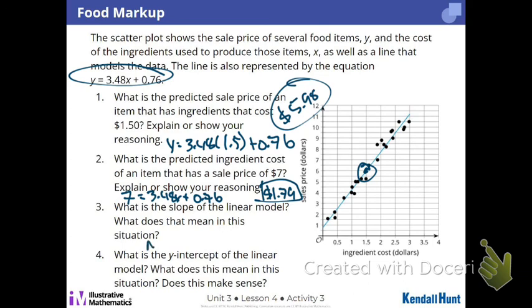What does this slope mean in context, Elliot? The slope is for every dollar that the ingredients go up, the sale price goes up. How much again? 3? Yeah. I kind of shorthanded that just to make it fit here, but everybody see it? That's what the slope means in context.